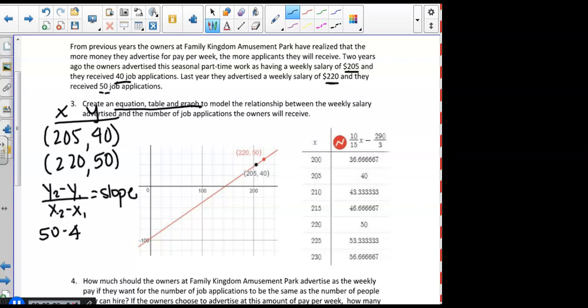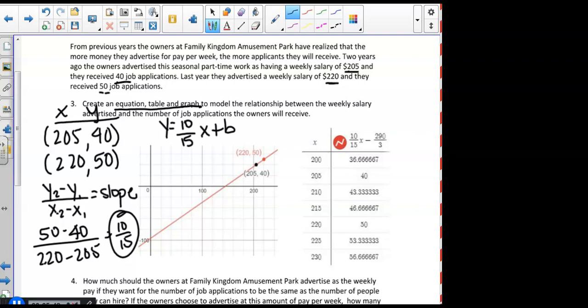50 minus 40 divided by 220 minus 205. Therefore, our slope, or our rate of change, would be 10/15. We do know that this is a linear function, so it will be in the form mx plus b.